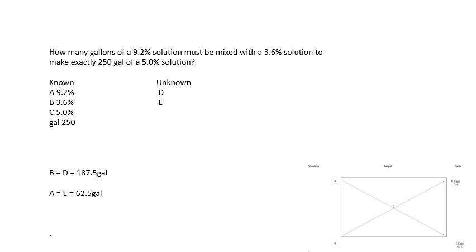Remember, if you look at the arrows, A is equal to E and B is equal to D when you follow your arrows on the chart. Therefore, you'd need 187.5 gallons of the 3.6% solution and 62.5 gallons of the 9.2% solution. And those together, when you add them up with your calculator, 187.5 plus 62.5, you would get 250 gallons. So that's not too hard of a problem once you kind of get your head wrapped around the way to do it.